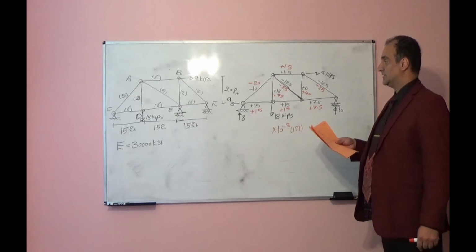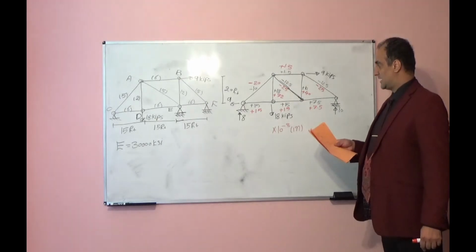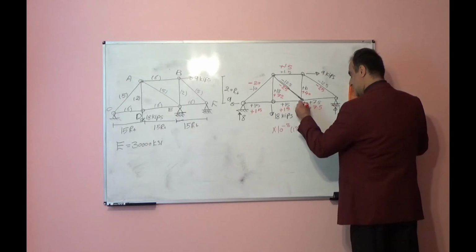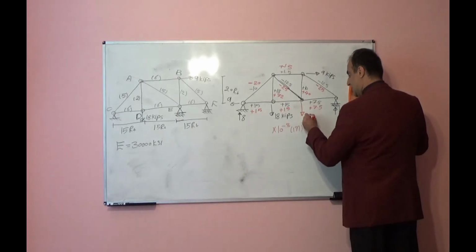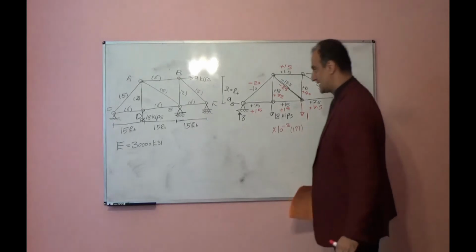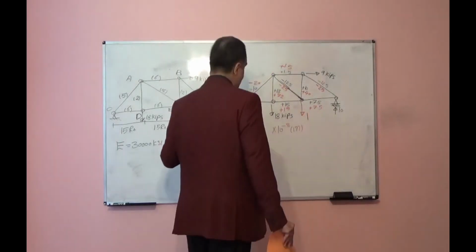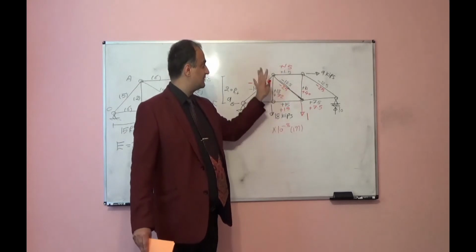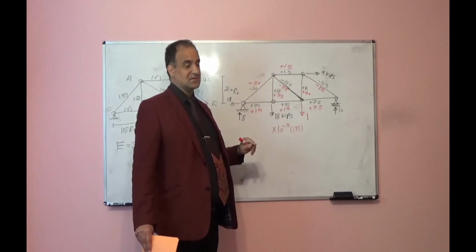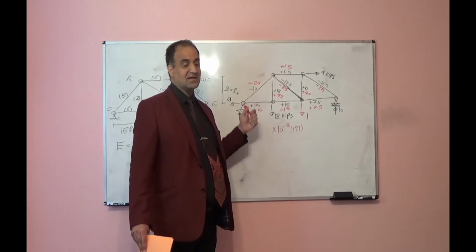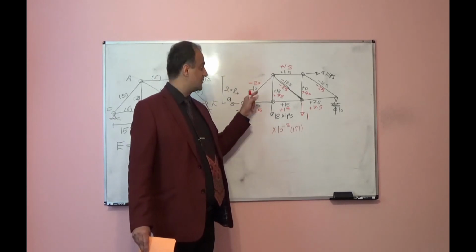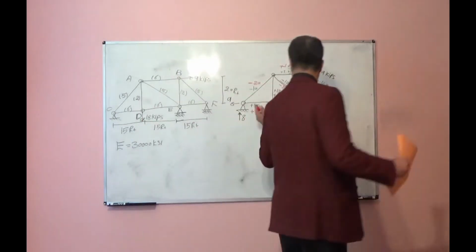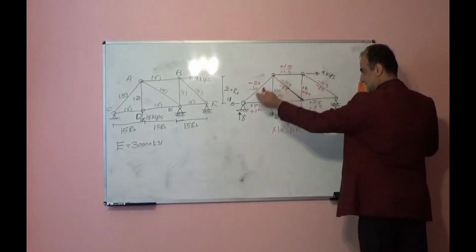Then I will apply unit load here at the point I want to find extra support reaction. So I remove the support. Now I will apply the real load. I will find internal force under real load. Then I will find elongation for each member under real load. Then I have this truss.